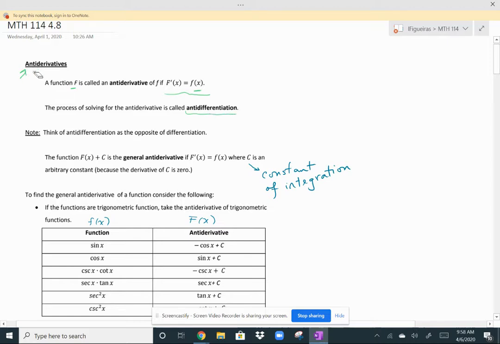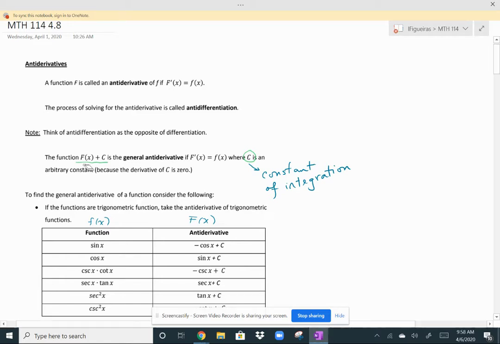So the process of finding the antiderivative is called antidifferentiation. The general antiderivative would be represented by capital F of x plus c, where c is called the constant of integration. We haven't talked about what integration is yet, but this is the introduction to the topic of integration. So it'll make more sense in a little bit why it's called the constant of integration.